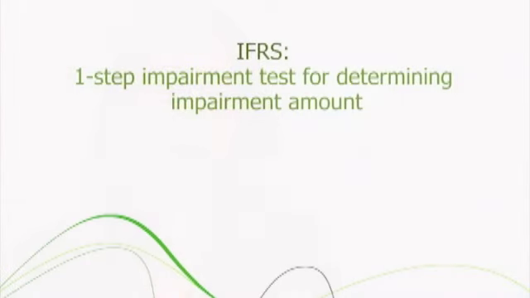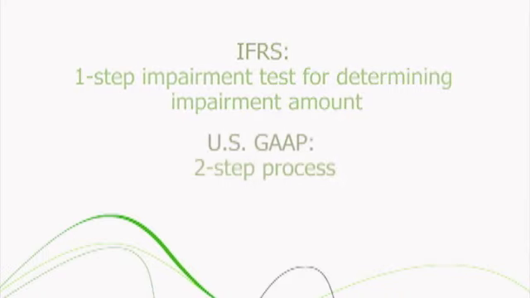First, the higher volatility of impairments under IFRS is primarily due to the fact that it has a one-step impairment test for determining the impairment amount, whereas US GAAP has a two-step process. Second, the level at which assets are grouped can be different under each standard.